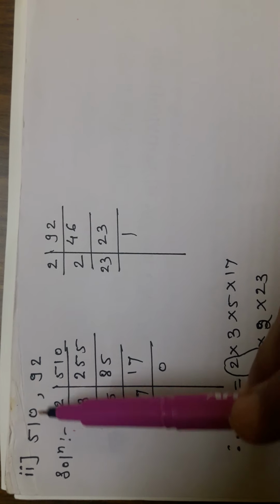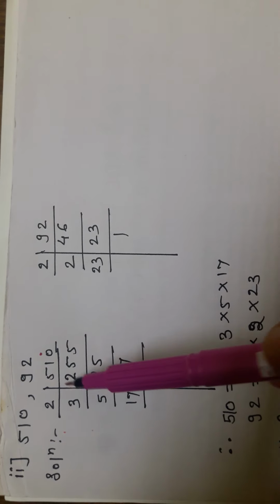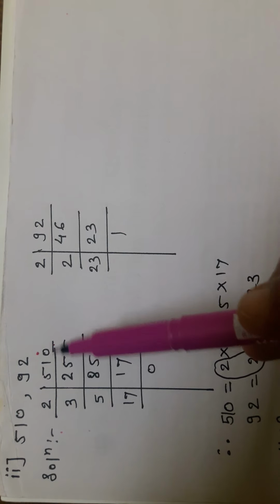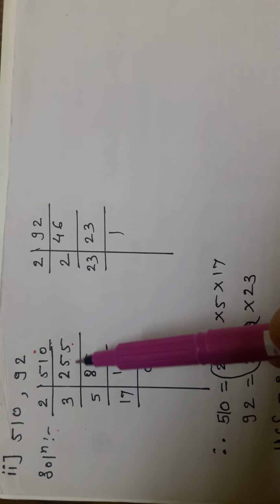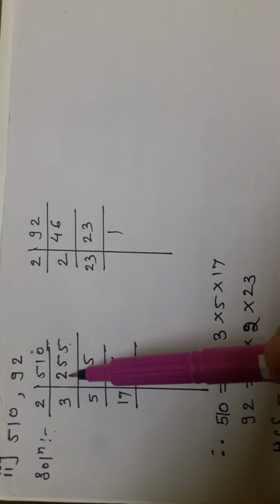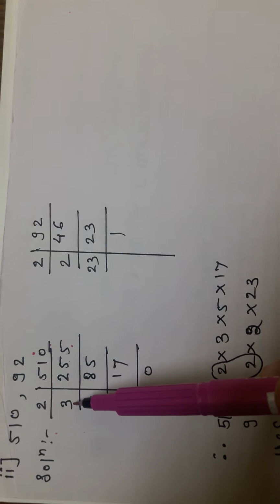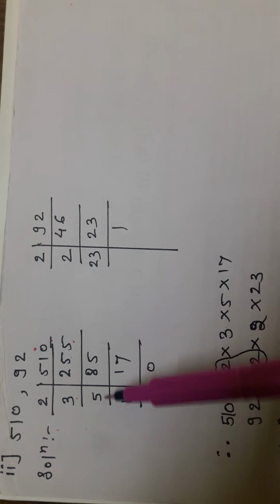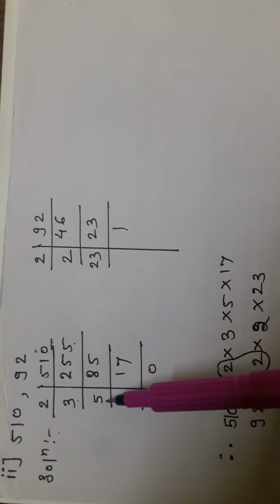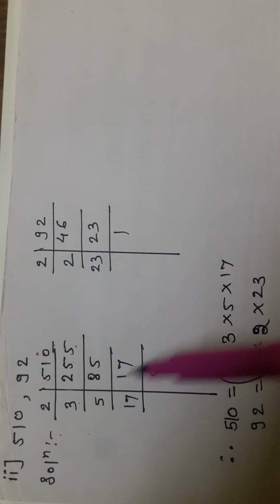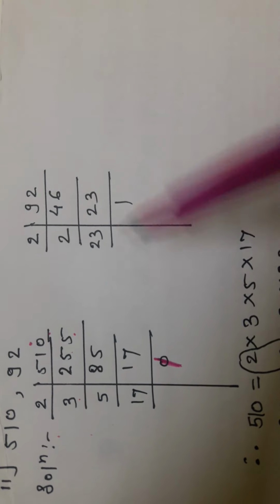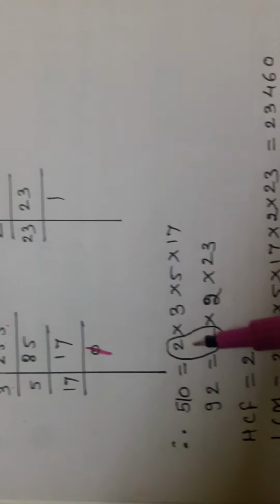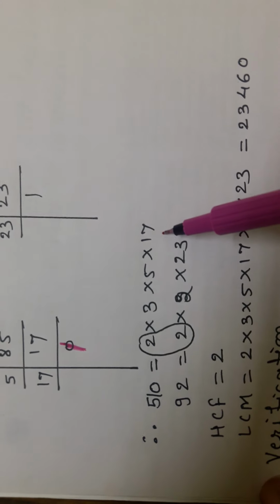Second problem, 510 and 92. 510 is an even number, that's why it is divisible by 2. 255 we will get. Again, 5 plus 5 is 10, plus 2 is 12, that's why it is divisible by 3. We got 85. Then 85 is divisible by 5, we get 17, and 17 ones are 17. That's why the factors of 510 are 2 into 3 into 5 into 17.